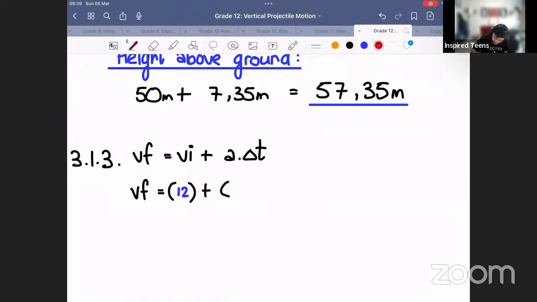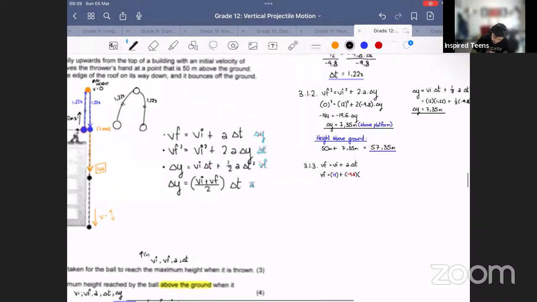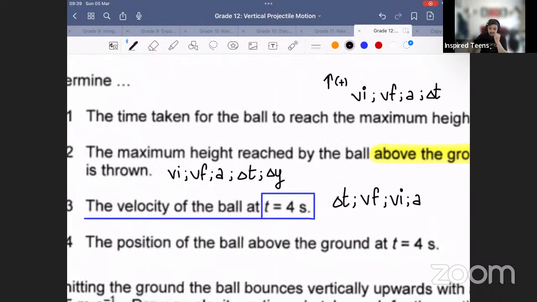Plus acceleration, always negative 9.8. Nothing wrong. Cool, moving on. Delta t. Now let's read the question. Velocity of the ball at t equal to 4 seconds.